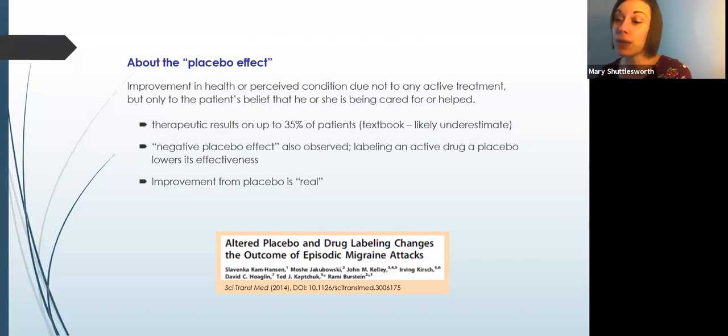And so there's also something called the negative placebo effect, which is essentially the opposite. So labeling an active drug as a placebo. So if I tell you, and you're part of a study, that you're getting a placebo, even if it's the active drug, we actually find that it reduces the effectiveness of that particular substance. So things to be aware of when you are interpreting the literature around experiments.